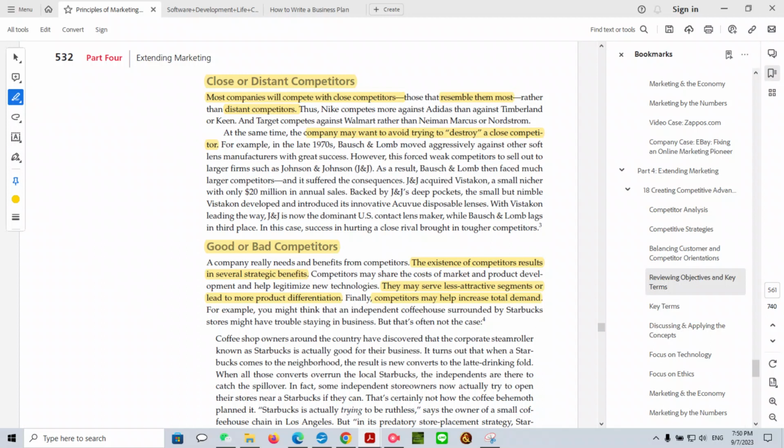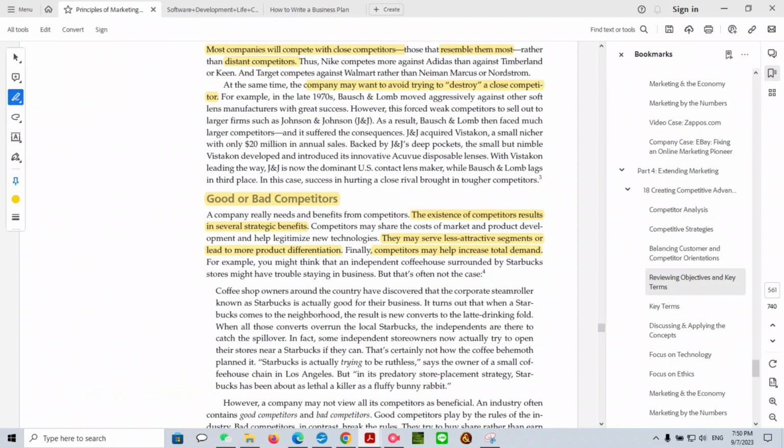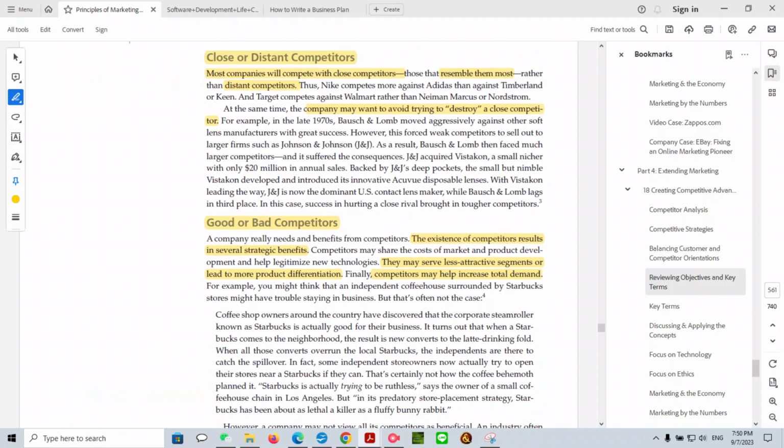Now, I'll give you an example here. Starbucks has a high-end coffee, okay? They have their example here, but I'm going to give you mine. I like it. I have a different example.